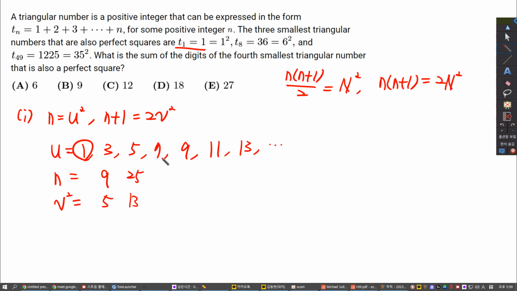And when u is 7, what's the value of v when u is 7? Would be 5. Yep, so now v will also be 5, so that's another triangular number. Am I right? Let me think again. 49, yeah, 50, yeah, so 8. So that's the second triangular number.